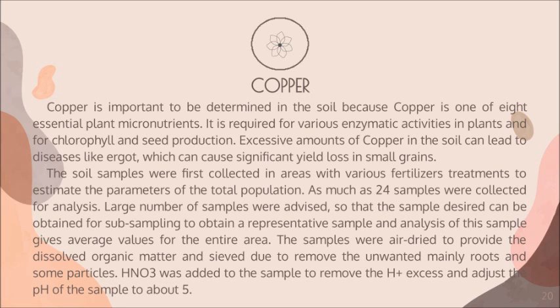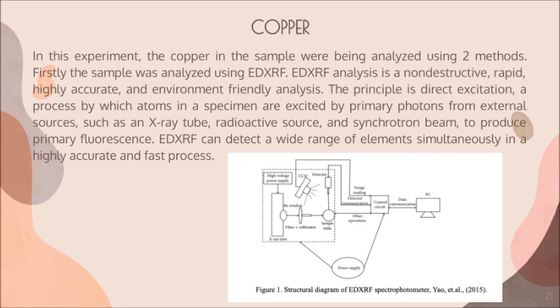The samples were air dried to remove the dissolved organic matter and sieved to remove the unwanted material, mainly roots and some particles. HNO3 was added to the sample to remove excess H+ and adjust the pH of the sample to about 5. In this experiment, the copper in the samples was analyzed using 2 methods.